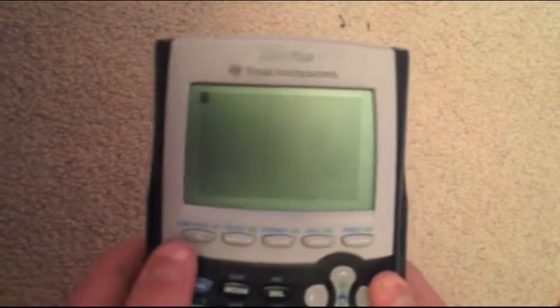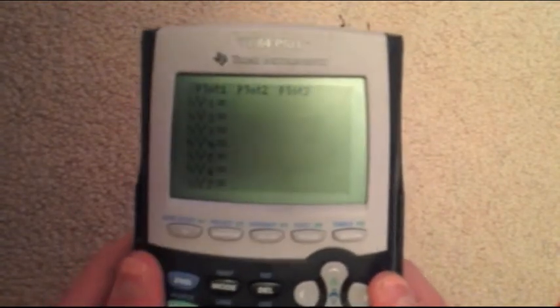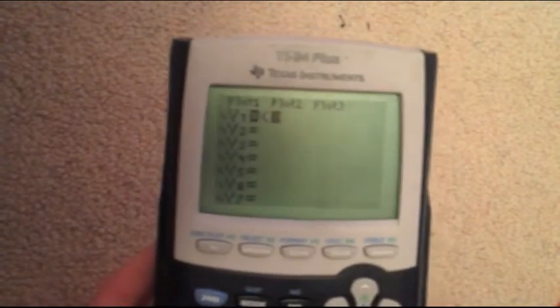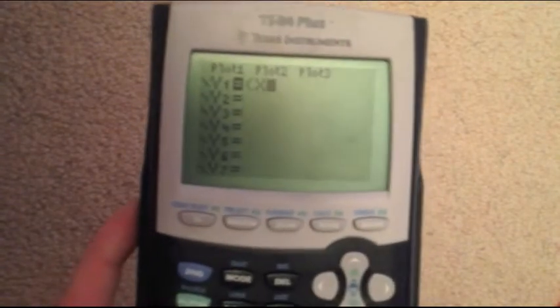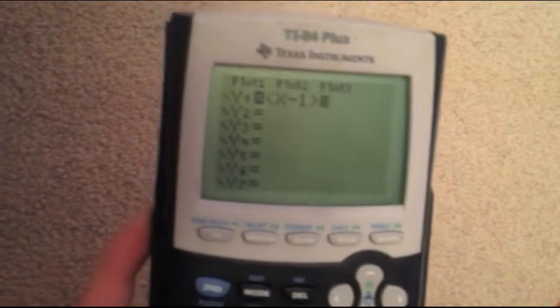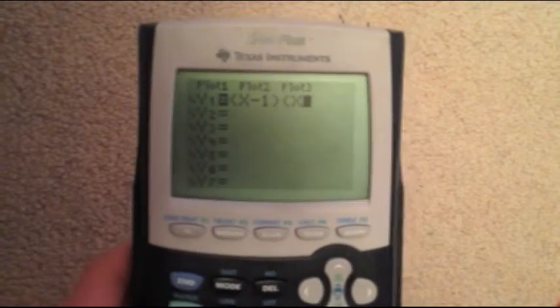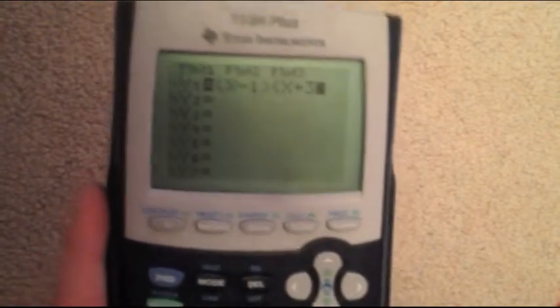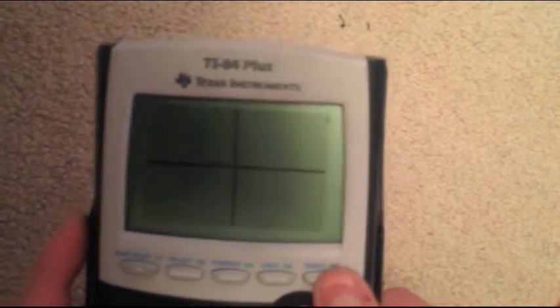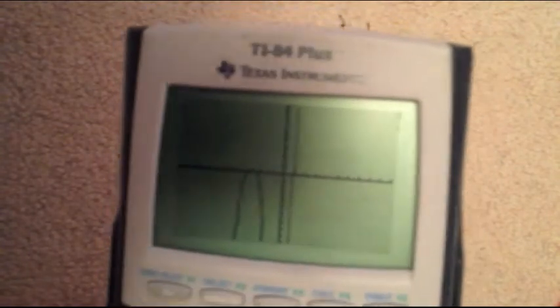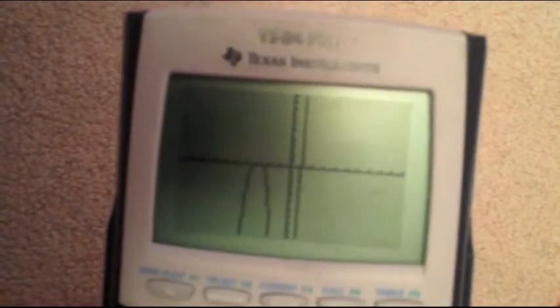Another way that I could have solved this problem was to type it into my graphing calculator. So what I would do is go to y equals, and then type the equation in, which is x minus 1, close parentheses, x plus 3, close parentheses, to the power of 4. After that, I'm going to hit my graph button, and we'll look at the graph. After that, I would copy the graph down onto my graph paper.